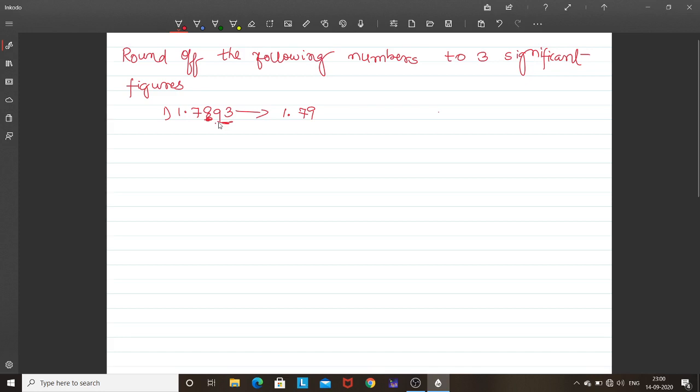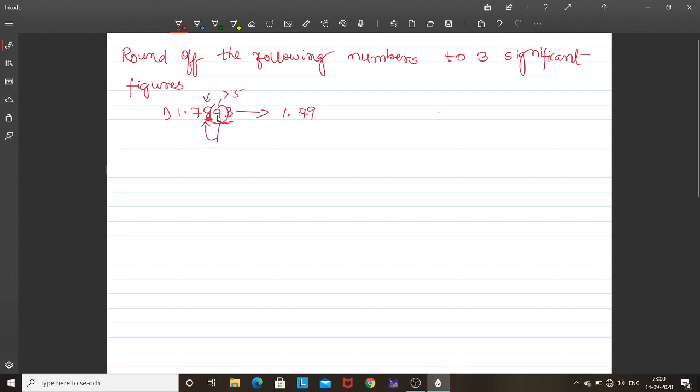If that number is greater than 5, you add 1 to the previous digit, so you increase it. If your number is less than 5, like 3 or 2, you retain the number as it is. If the number is greater than 5, you increase the number.